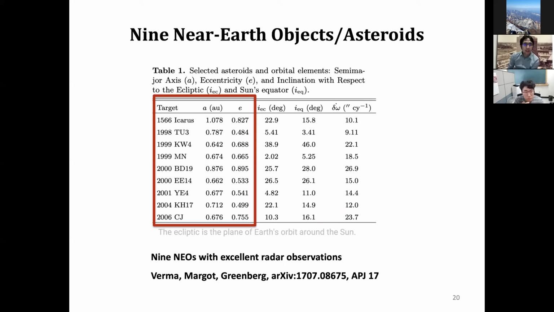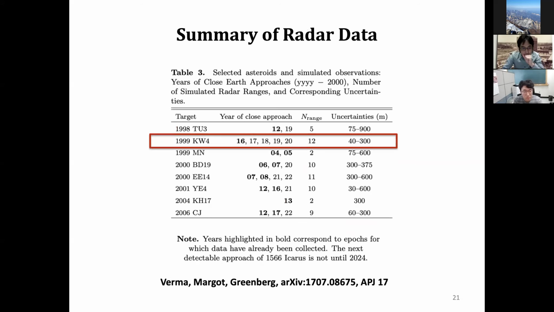So these 9 NEOs have excellent radar observations. So they have very good data. So this very nice UCLA group used this to study beta and g-2, as I mentioned, to study the GR parameter and solar oblateness. Okay, so a few words about radar data.